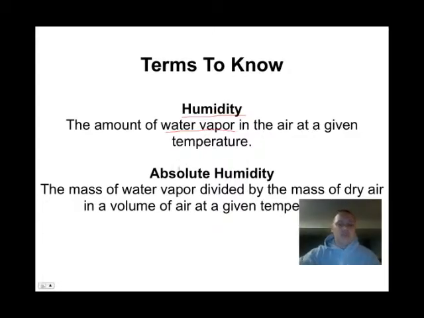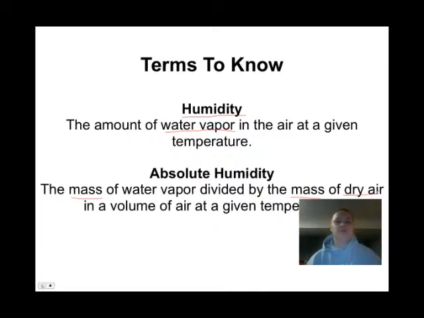And then you get absolute humidity. Absolute humidity is dealing with a calculation that deals with the mass of the water vapor. So it's the actual, if you put it on a scale, what is the actual mass divided by the mass of the dry air in a volume of air at a given temperature.